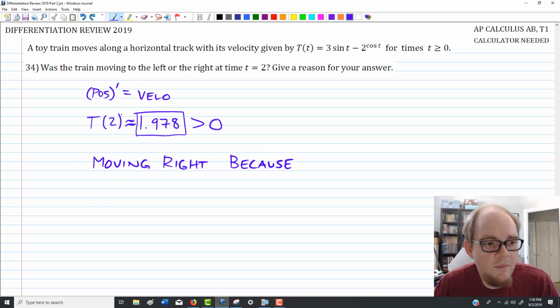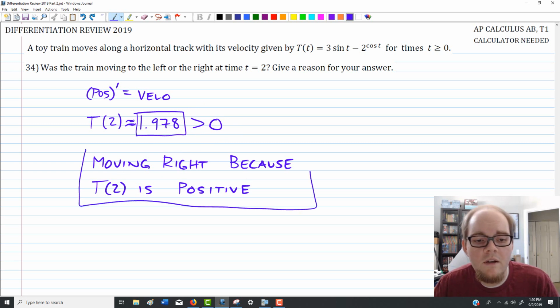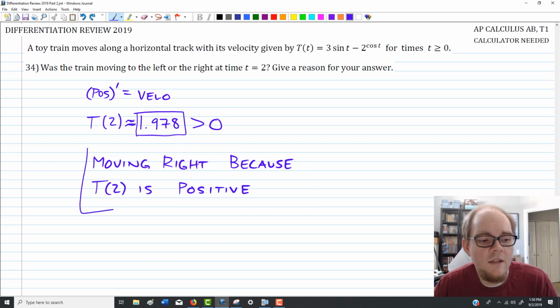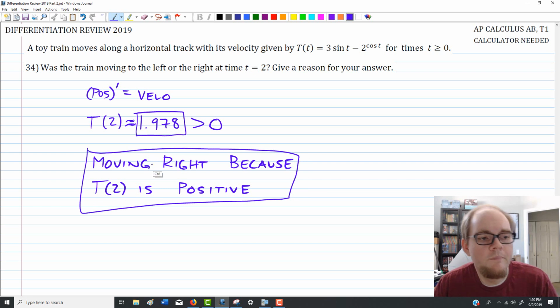And of course, I don't want to say v because we're calling velocity T. So I'll say because T of 2 is positive. And of course you could also make a statement like T of 2 is greater than 0, like we did up here. But there is our explanation and our correct answer. Boom. So pretty straightforward because we already had the velocity given.